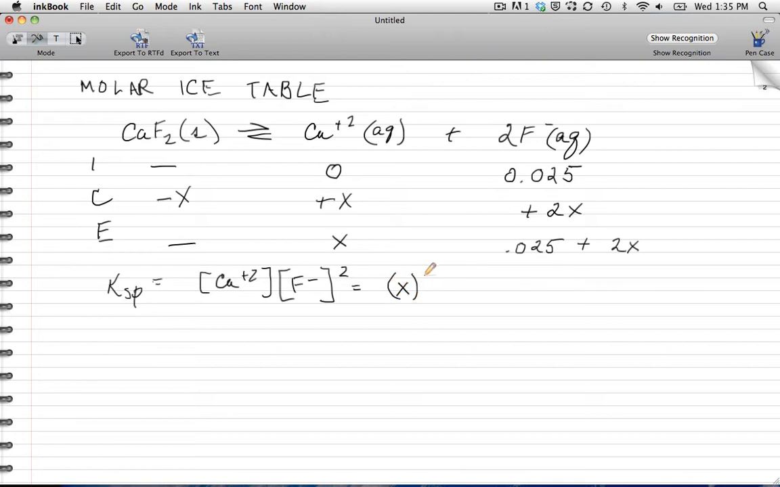And not ugly yet, it's just calcium times fluoride squared. So it's equal to calcium times, oh, I bet I make a mistake here.